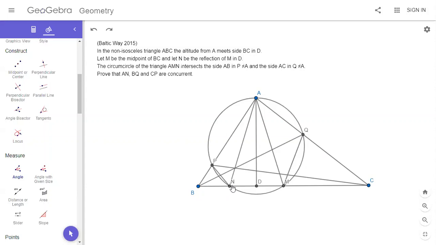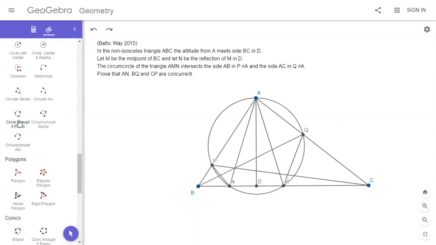Why is BPN equal to MQC? Because BPN is equal to AMN. And AMN is equal to ANM because N is the reflection of M over D. Makes sense. Or maybe we use the radical axis theorem to show that those are concurrent. I feel like BPQC might be cyclic. Let me check that out.